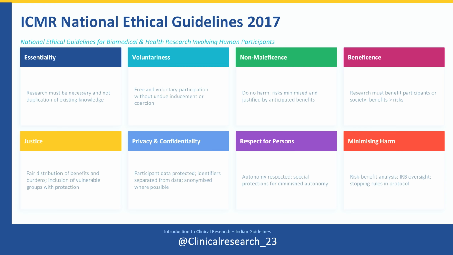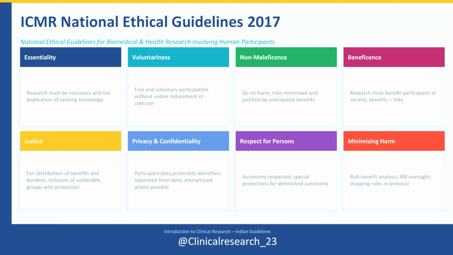Next, minimizing harm is a top priority. We respect individual autonomy, meaning participants have the right to make informed choices. We also recognize that some individuals may have diminished autonomy, so they require additional protections. Respect for persons involves protecting participant data. This means separating identifiers from data and anonymizing information whenever possible to maintain privacy. Protecting confidentiality is crucial to maintain trust.